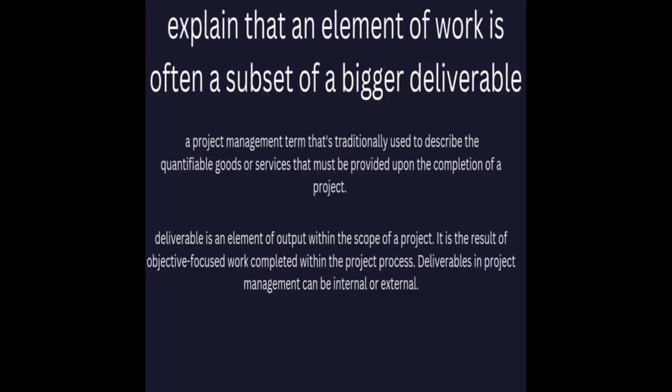Next question was explain that an element of work is often a subset of a bigger deliverable. So a project management team traditionally uses deliverables, the quantifiable goods or services that must be provided upon completion of a project. A deliverable is an element of output within the scope of a project. It is a result of objective focused work completed within the project process. Deliverables in project management can be internal or external.